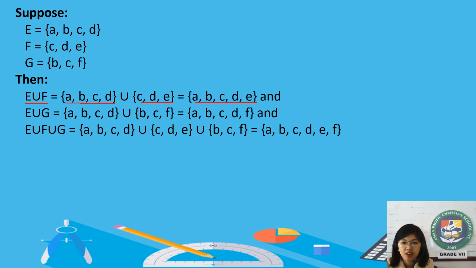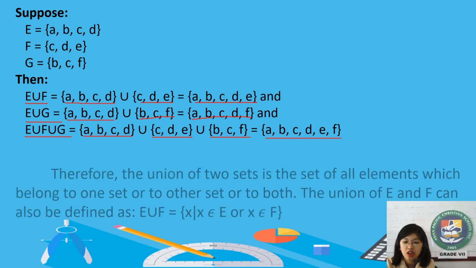Next, we have E union G. These are the elements of E, and these are the elements of G. When we take the union, we have A, B, C, D, and F. Next, how about this one? E union F and union G. These are the elements of E, these are the elements of F, and this one is the elements of G. To get their union, we have A, B, C, D, E, and F.